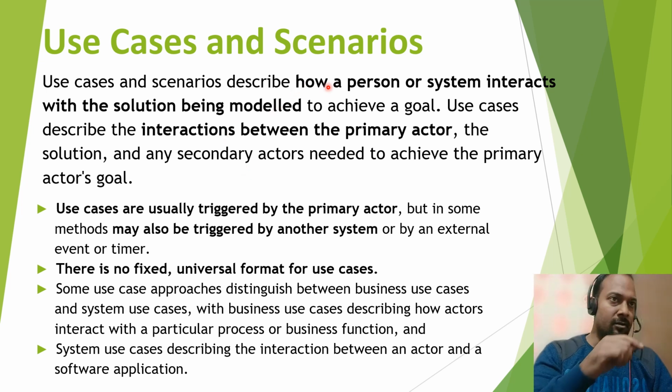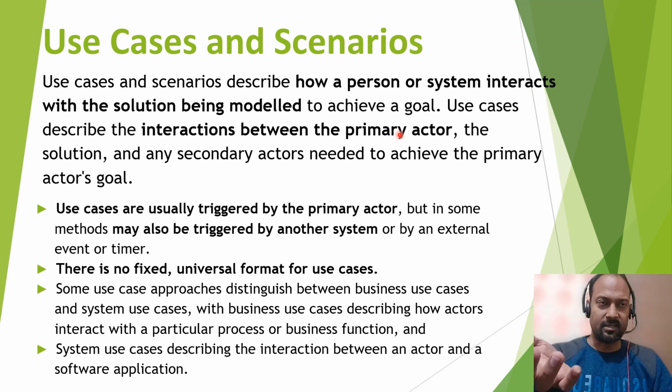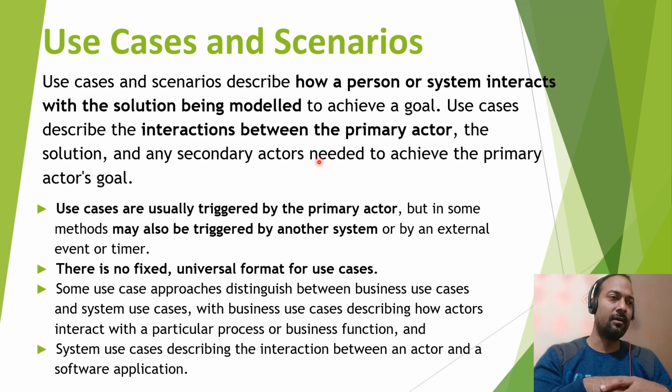Use cases and scenarios describe how a person or a system interacts with the solution being modeled to achieve a goal. Use cases describe the interactions between the primary actor, the solution, and any secondary actors needed to achieve the primary actor's goal. So, what are the primary actors and the secondary actors? These are nothing but the users themselves. Primary actors are the ones from where the initiation happens. Secondary actors are those which are supporting the actions or the use cases of the primary actor.